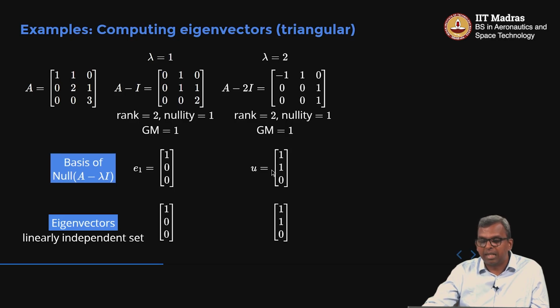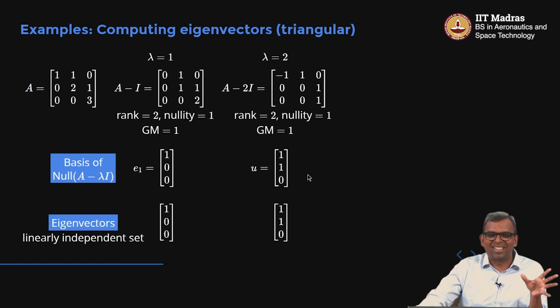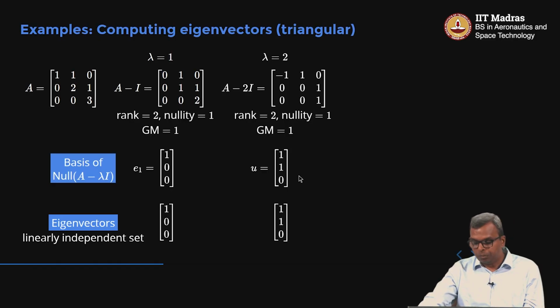So, for simplicity I have simply picked 1 1 0 here. You can pick even 2 2 0, 3.14 3.14 0, any value you can pick here. I have picked 1 1 0 for simplicity. So, I have found a basis for my null space for A minus 2I. Definitely geometric multiplicity is 1, algebraic multiplicity is 1, but this 1 1 0 is already a slightly different vector from what we had in the diagonal case. So, notice how this becomes an eigenvector in this case.